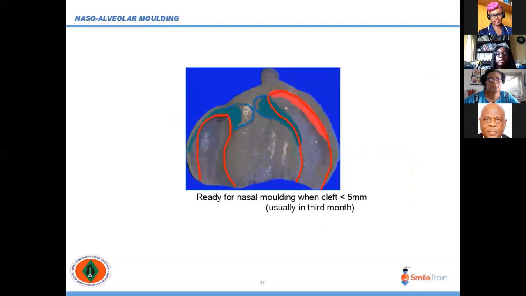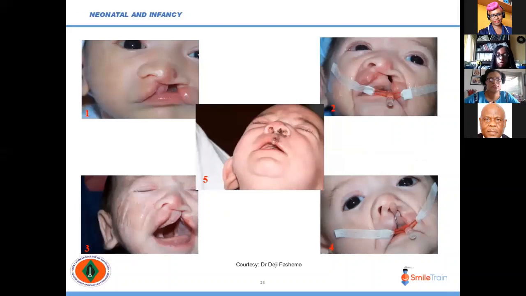When you get them down to less than 5 millimeters, you now include the nasal stent. And once the nasal stent is added, then the changes that are required from the nose now come about. This is a diagram courtesy of Dr. Deji Fashimo, a colleague in the US. We have not yet started doing this in our country, in our center. I think they're doing it in Kano.